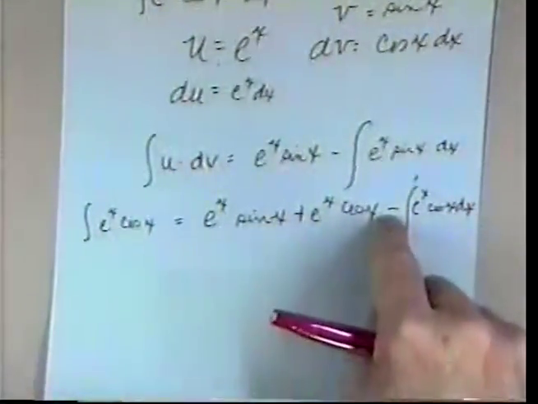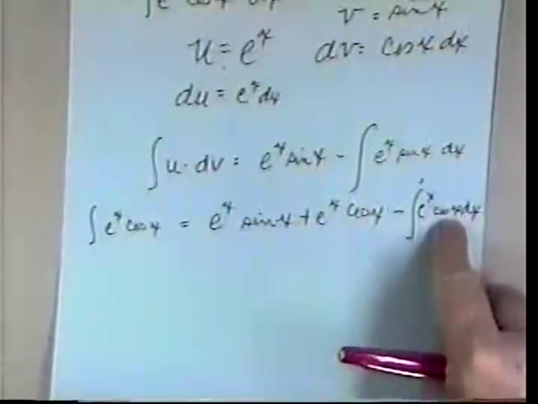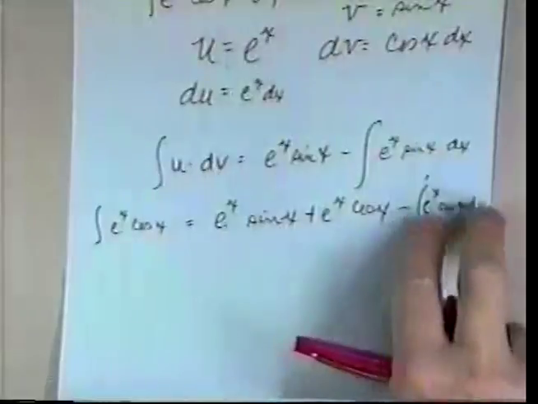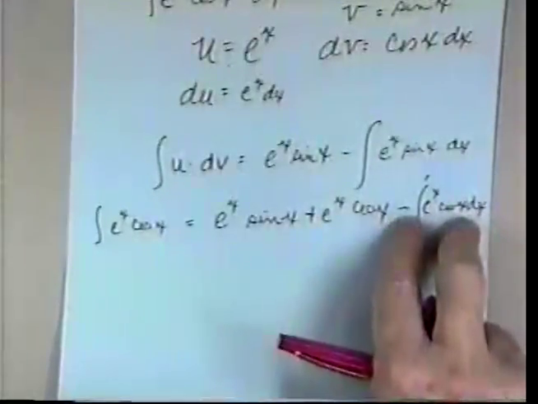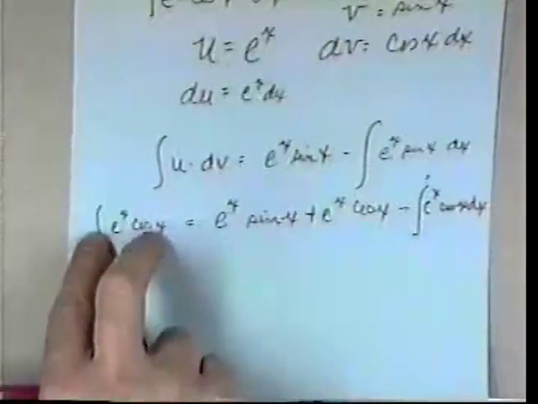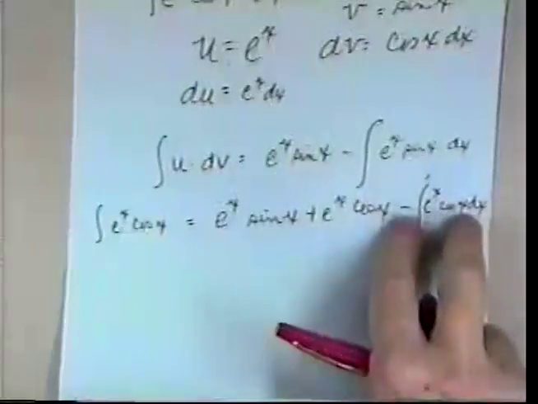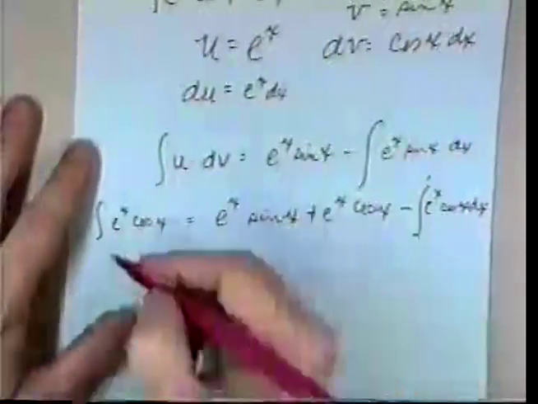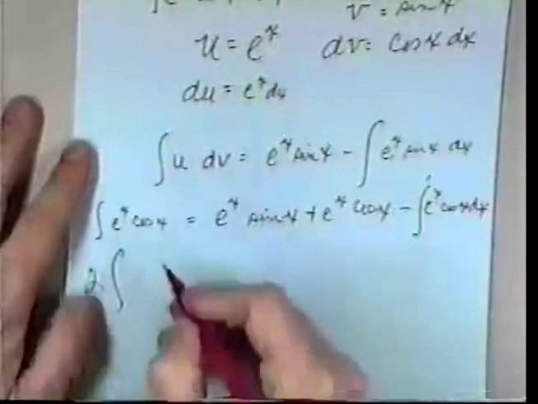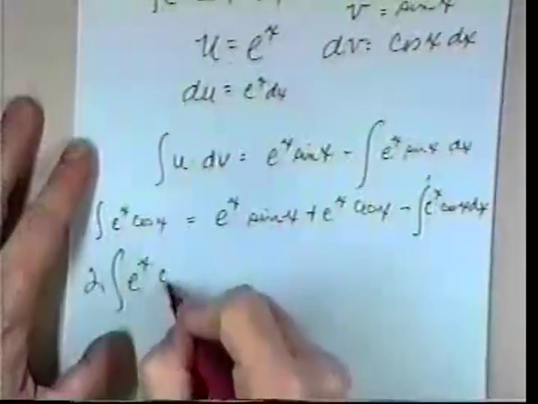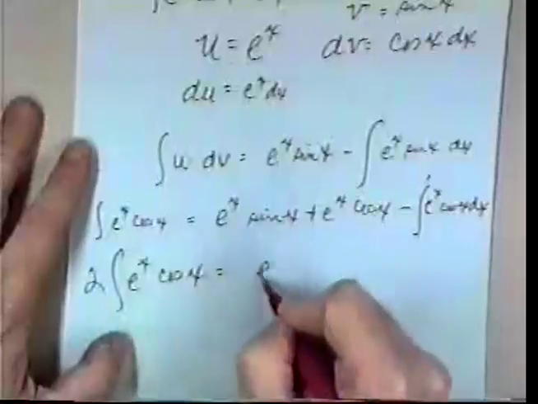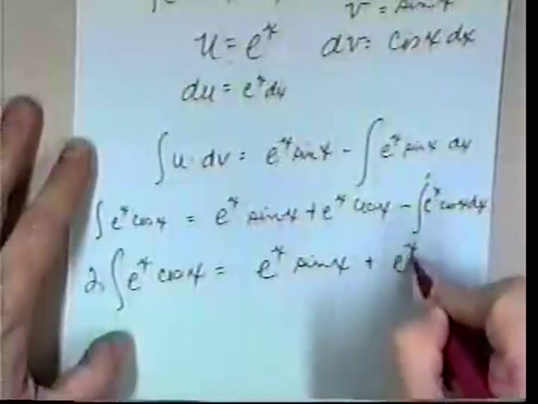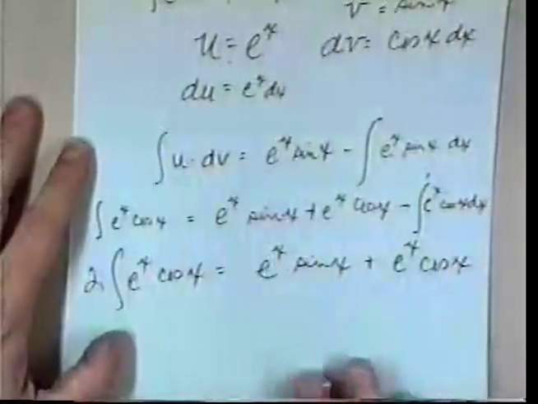But notice this is a minus. I don't know what this term is. Obviously, I'm having trouble finding what this is. But if this term, whatever it is, is the same as this term, I ought to be able to add this to both sides. It's a negative. If I take it over to the other side, it becomes a positive. And I get 2 times the integral of e to the x cosine x equals e to the x sine x plus e to the x cosine x.